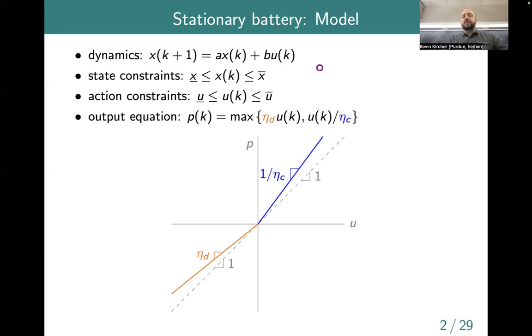And then there's an equation that relates the output here, which we think of as the electrical power that we exchange with the grid, to the input, which is the action, I guess, which is the chemical charging power. And so here, the electric power, in this case, let's see, U is positive. This means we are charging the battery. So if we had a perfectly efficient battery, an efficiency of 1, we would lie right along this line, y equals x, or p equals u.